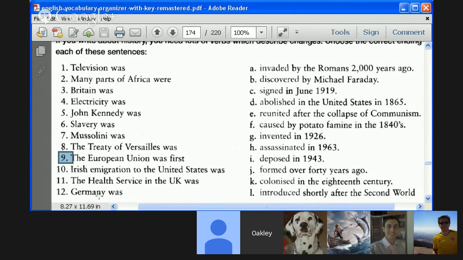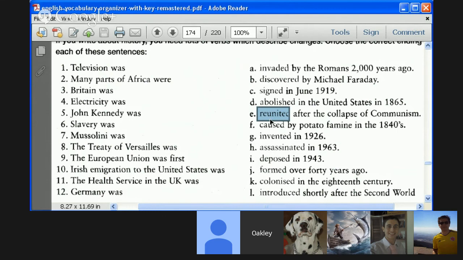Moving on. Alejandro, back to you. Number 9. The European Union was first reunited after the collapse of communism. Yeah, no. They weren't reunited because they were never united in the beginning. So we can't say the EU was reunited because they never were united.